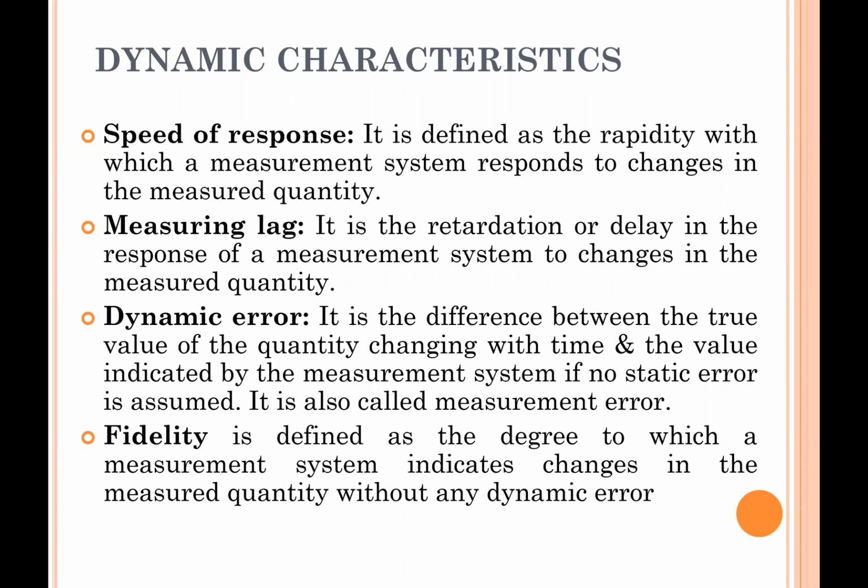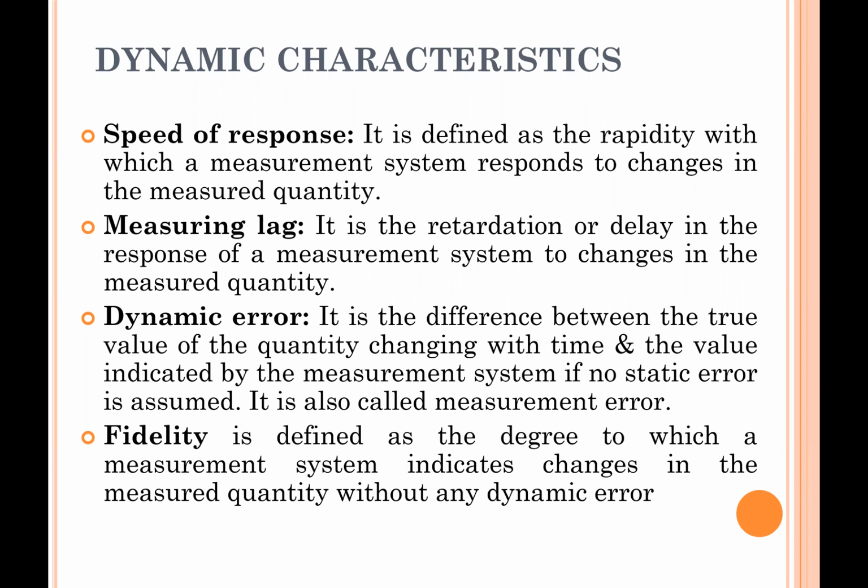So this is actually, you can also call it as measurement error, or you can also call it as dynamic error. Then we have something called fidelity. Fidelity is defined as the degree to which the measurement system indicates changes in the measured quantity without any dynamic error. So again, fidelity relates to dynamic error. If dynamic error is very, very less, we have high fidelity, or you can say the confidence factor is high on the instrument. If you talk in layman language, we can say it is the confidence factor that you have on the system, that it is going to give you a measurement without dynamic error.